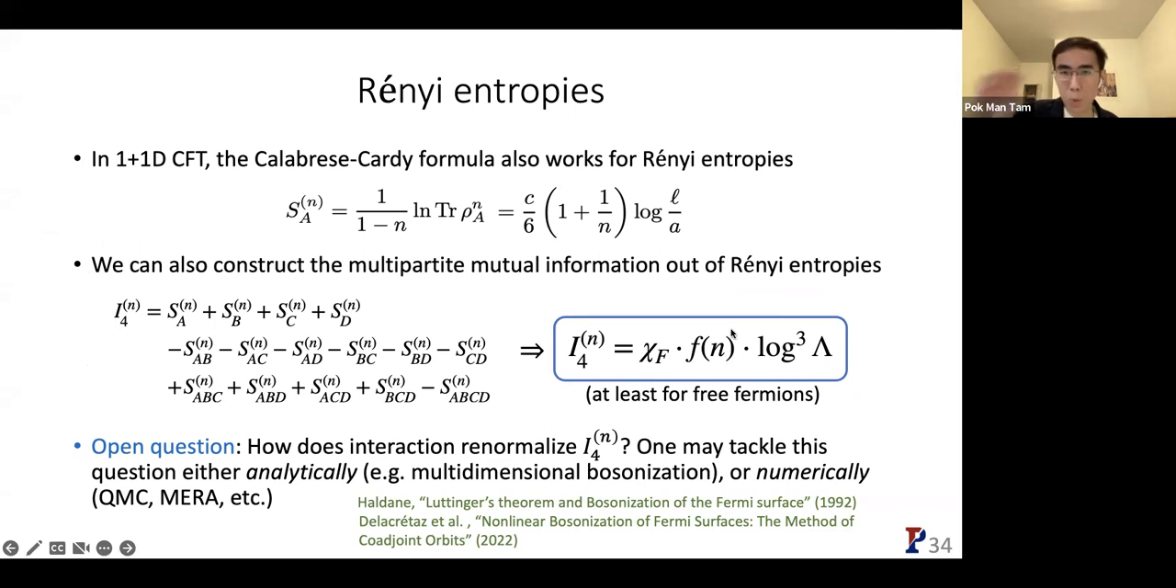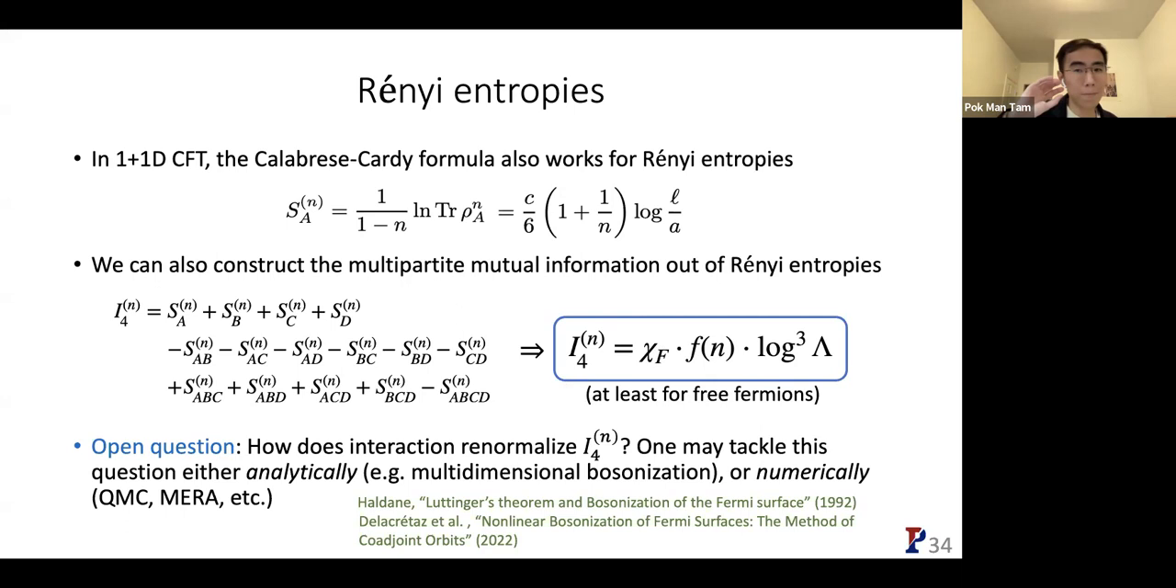Without taking the n goes to 1 replica limit, and for free fermions, we can establish these results. For an interacting system, we don't know whether this coefficient would be renormalized. But if we take the n goes to 1 replica limit and really talk about von Neumann entanglement entropies and the mutual information built from them, then we can establish that the coefficient is robust under Fermi liquid interaction. So we're actually in a little bit of an awkward situation.